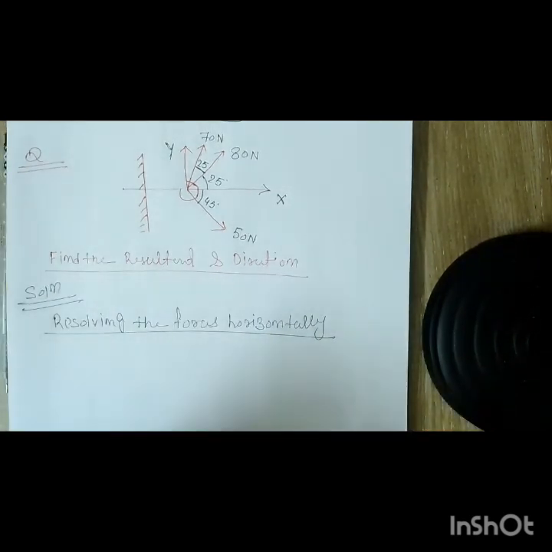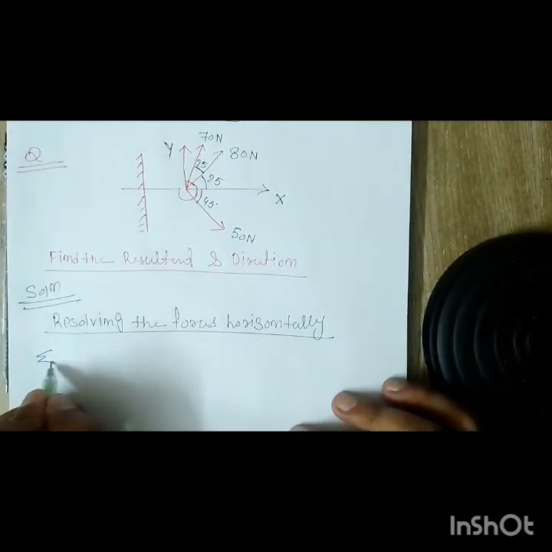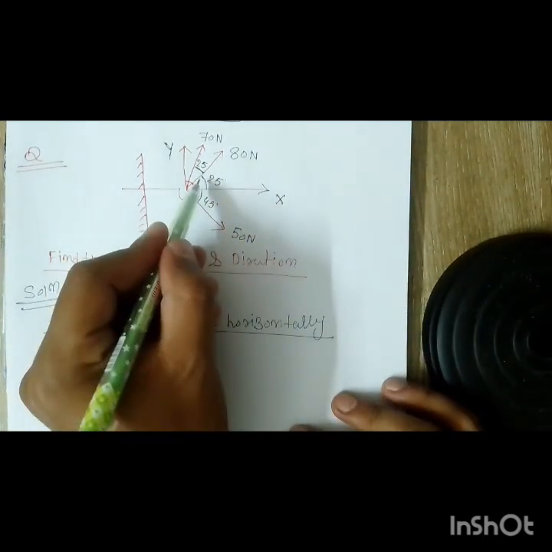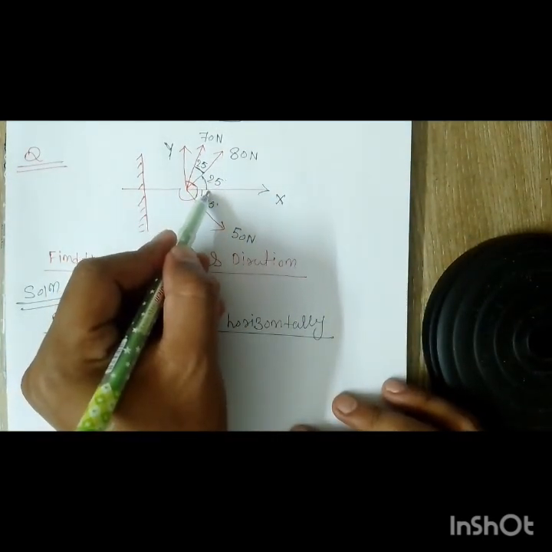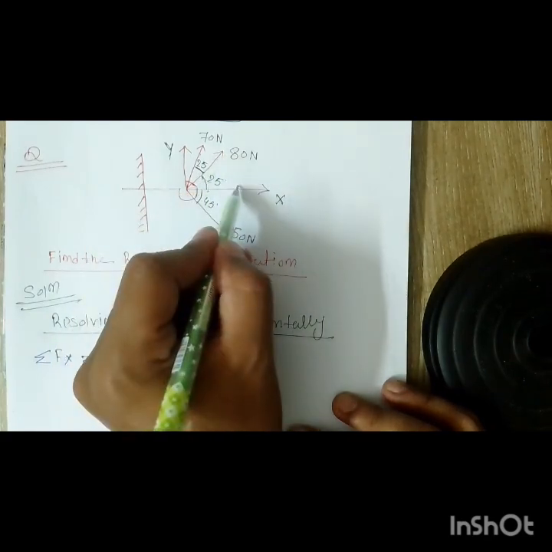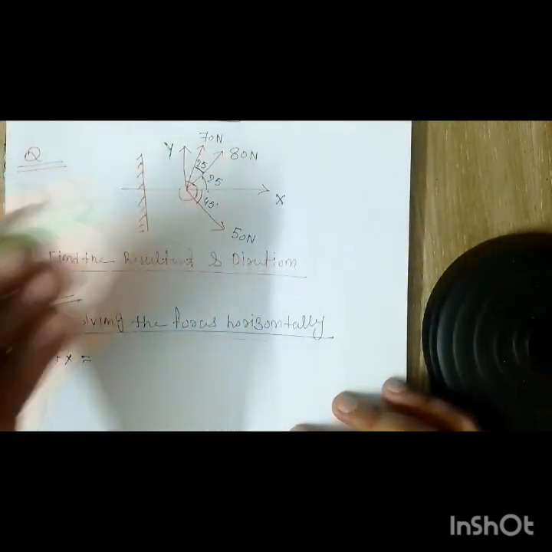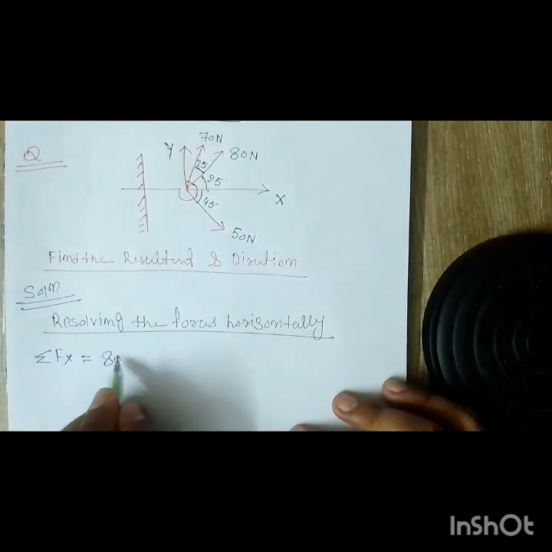I'm sorry that my handwriting is not good because we are writing fast. So this is summation of Fx equal to what? 80 Newton, inclined at 25 degrees, and this arrow goes towards the right. The right side horizontal is positive, so it will be 80 cos 25 degrees.